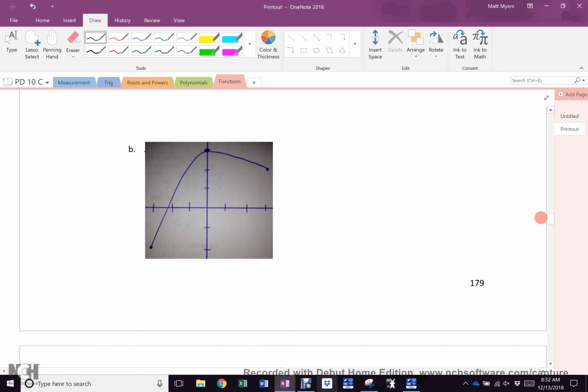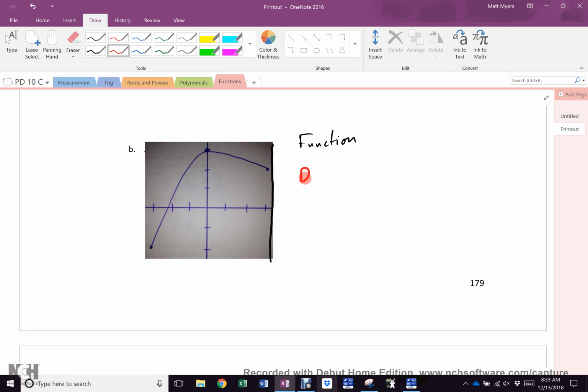Is this a graph? Can I use the vertical line test? Is it a function? We are good, yes? All right. Great. So this is a function. How is it different from the previous one? It's a line, isn't it? The other one was just dots, yes?